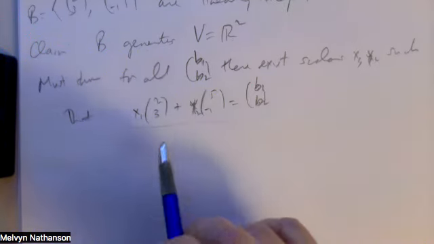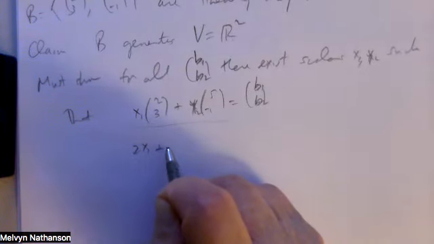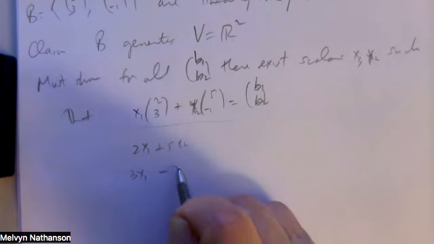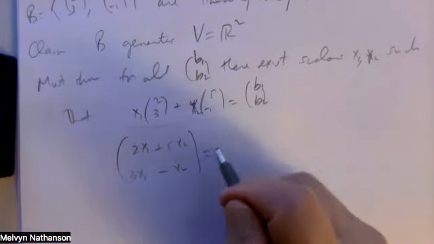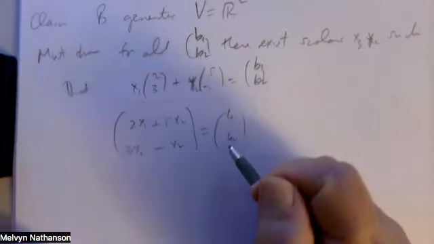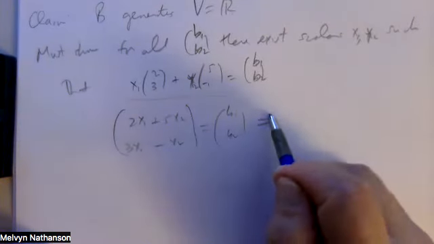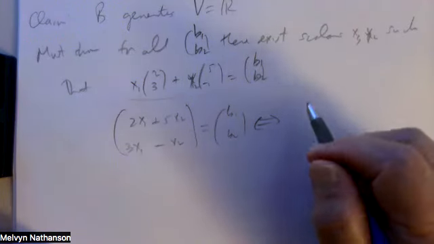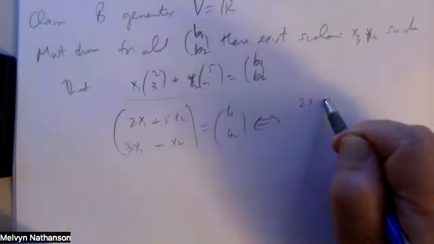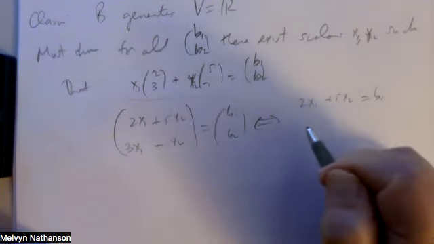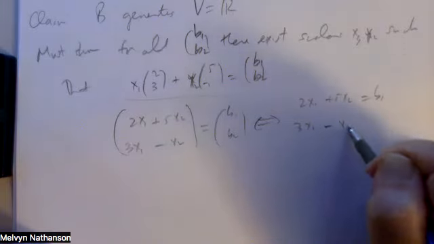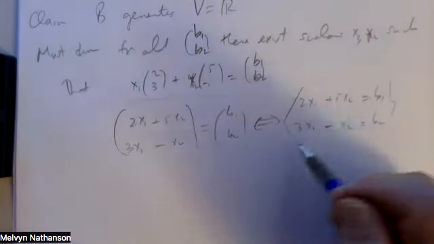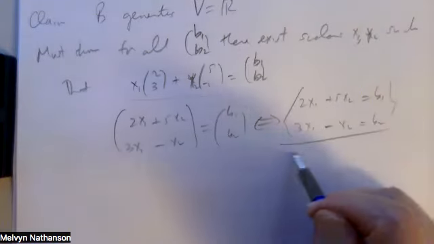If we write this as one vector, this is (2x1 plus 5x2, 3x1 minus x2) equals (b1, b2). So we have to solve this vector equation, which is the same as solving the following system of two equations and two unknowns: 2x1 plus 5x2 equals b1, and 3x1 minus x2 equals b2. And this can be solved. I'll leave it to you to check. This is solvable.